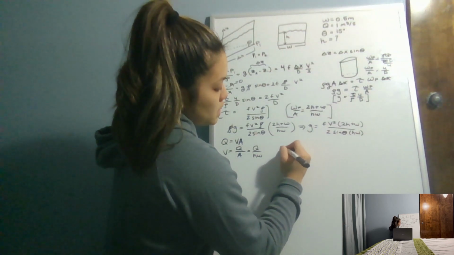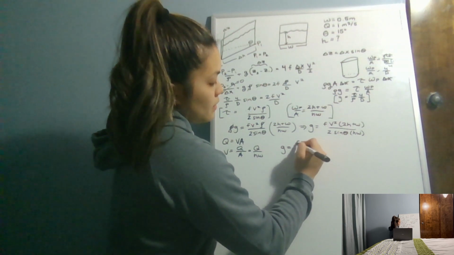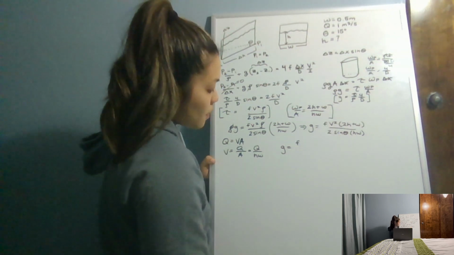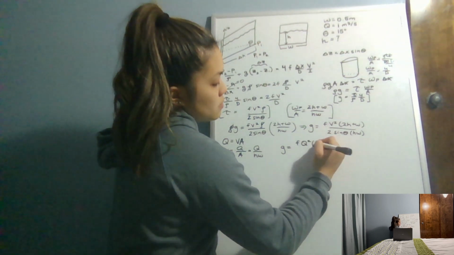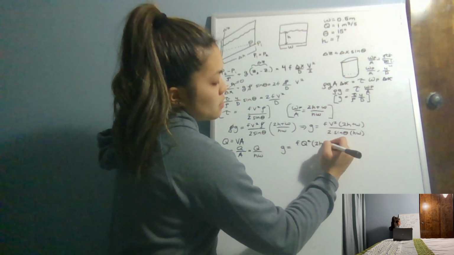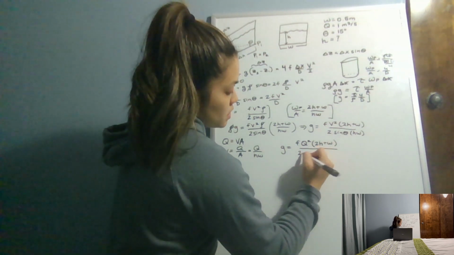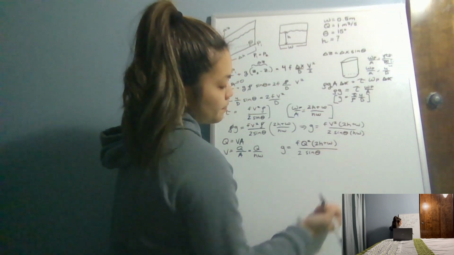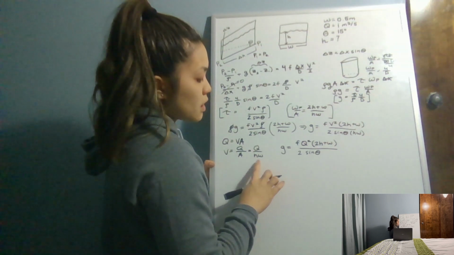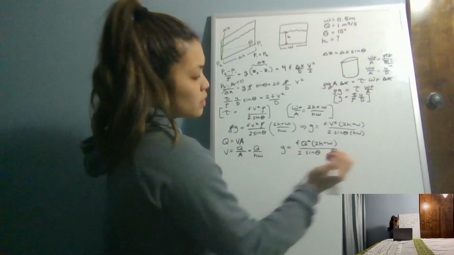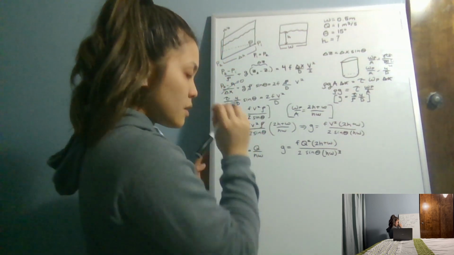And so now we can plug this in for the velocity in this equation. That gives us the gravitational acceleration is equal to the friction factor times the flow rate squared times 2 times the height plus the width, divided by 2 sine theta, and then we already have a height times width here, and we're going to combine it with another height times width squared, so that gives us height times width cubed.